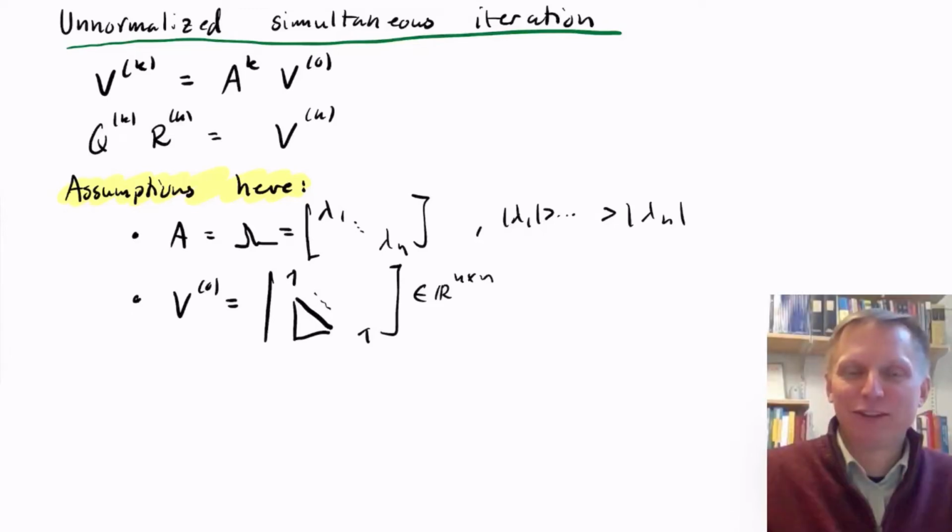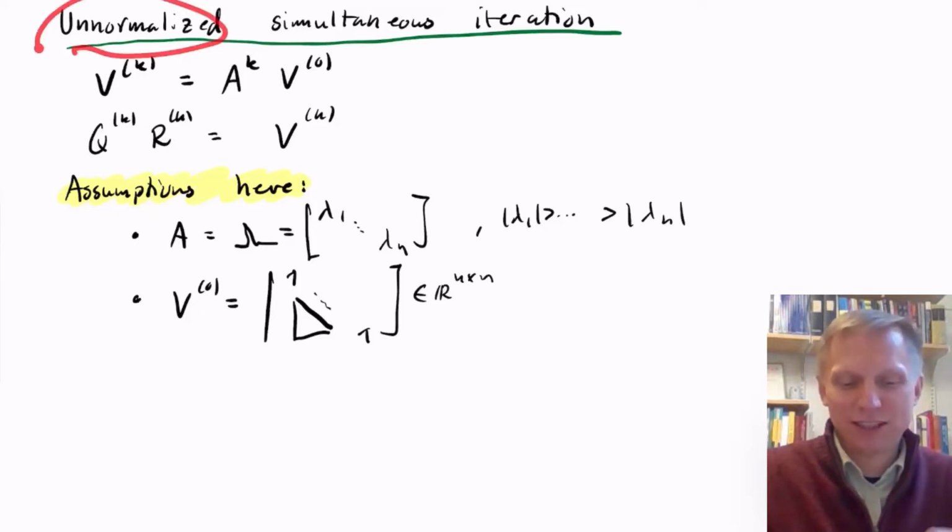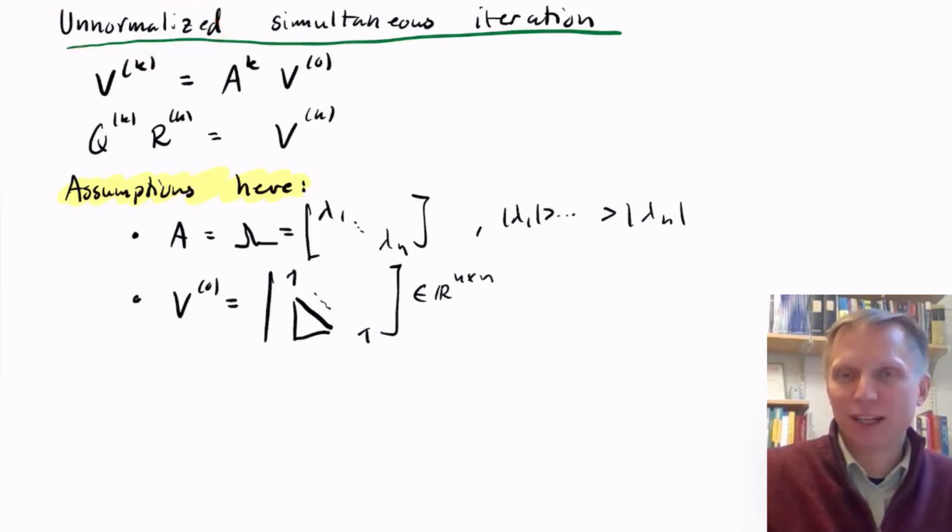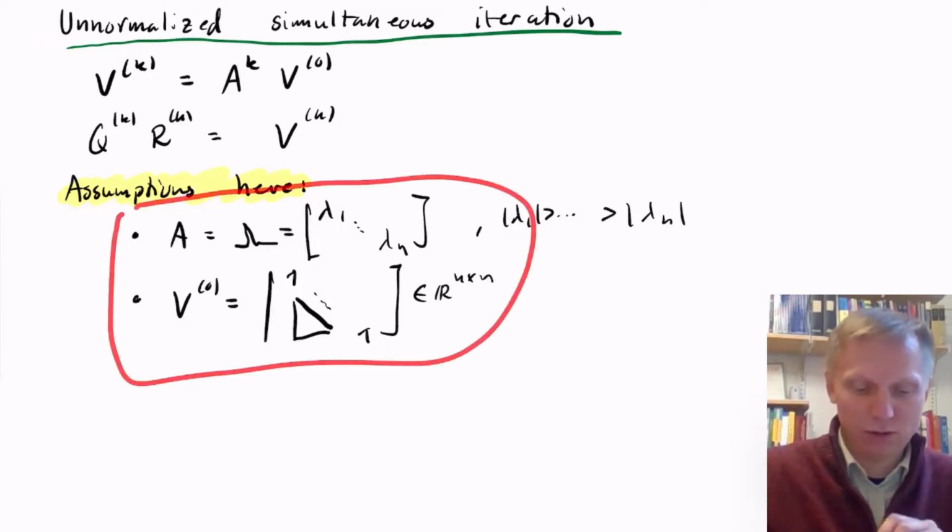There are several versions of simultaneous iteration, and today we're going to study the unnormalized simultaneous iteration and in particular its convergence. This is the unnormalized simultaneous iteration. The convergence of this algorithm is in general quite complicated, and we're going to start by showing the convergence under simplified conditions. So we're going to assume these things.